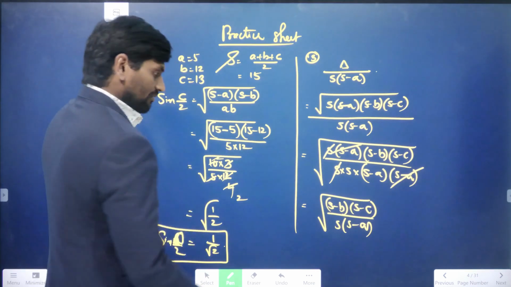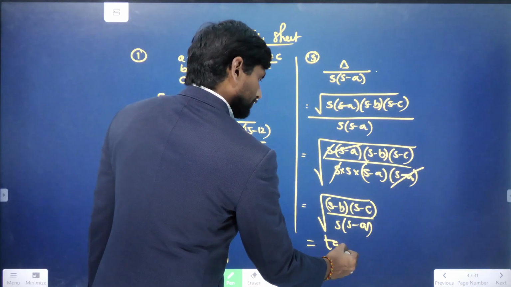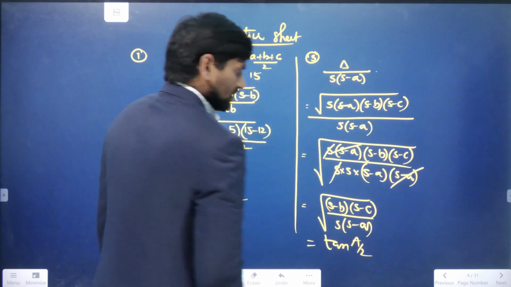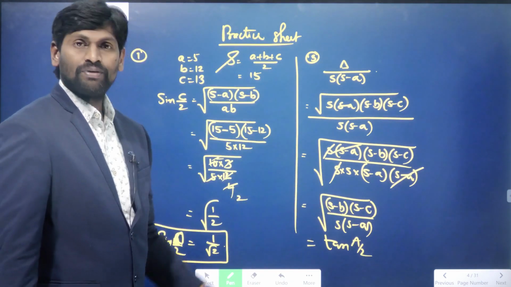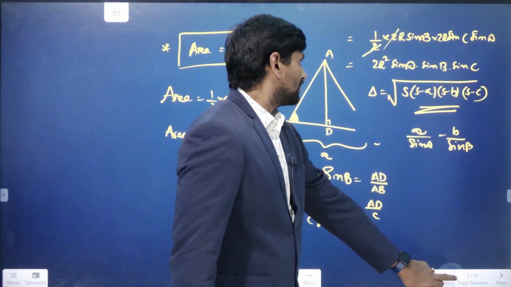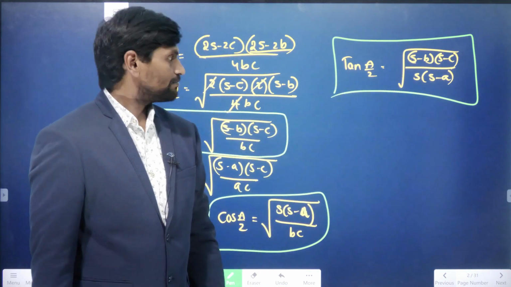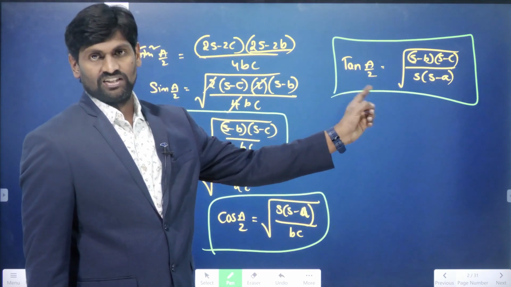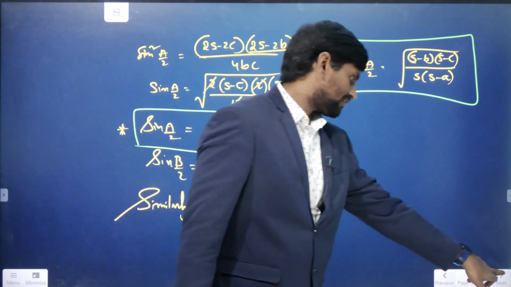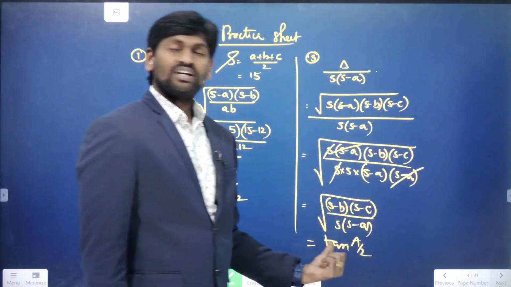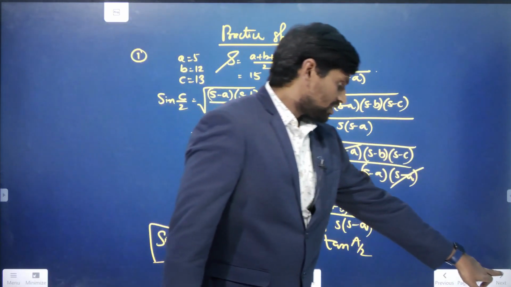So this is the formula for tan A by 2. See, root over S minus B into S minus C by S into S minus A. So this is the formula for that. So we got the answer, tan A by 2. Okay, so let us go to the next problem.